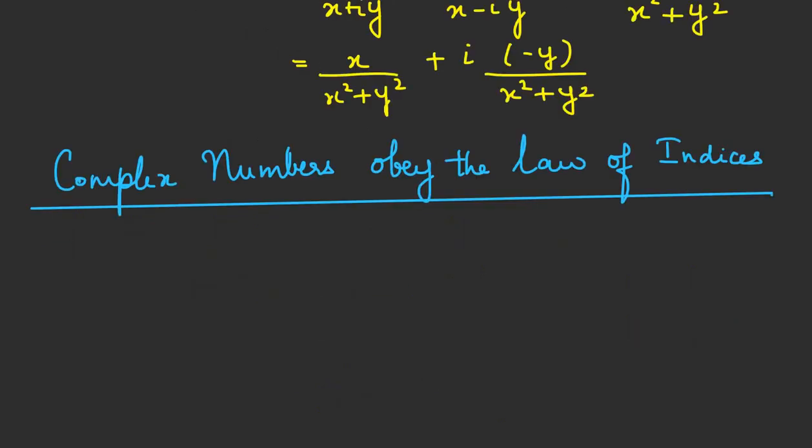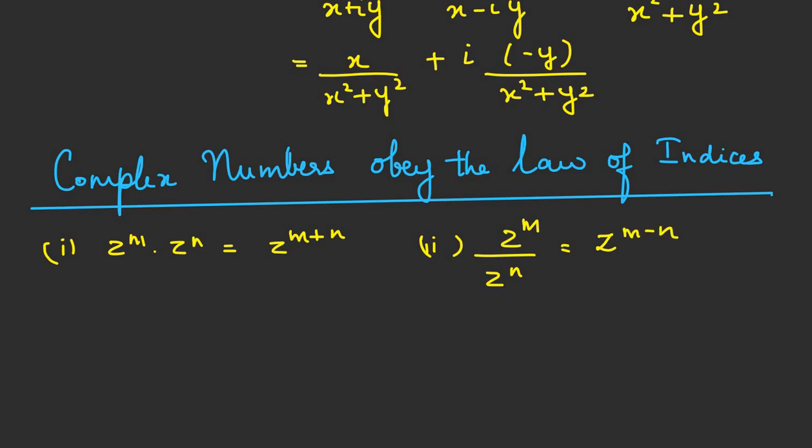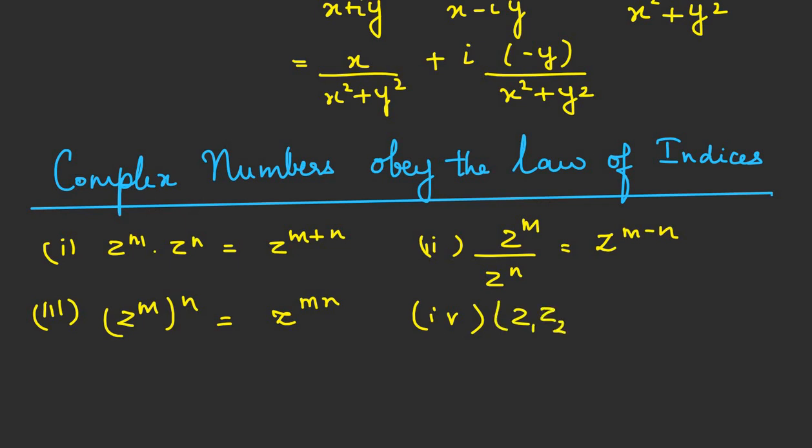Complex numbers obey the laws of indices. That is, z power m into z power n is equal to z power m plus n, and z power m by z power n is equal to z power m minus n, and z power m whole power n can be written as z power mn. The next one: for z1, z2 two complex numbers, the product of the two complex numbers whole power m can be written as z1 power m into z2 power m.